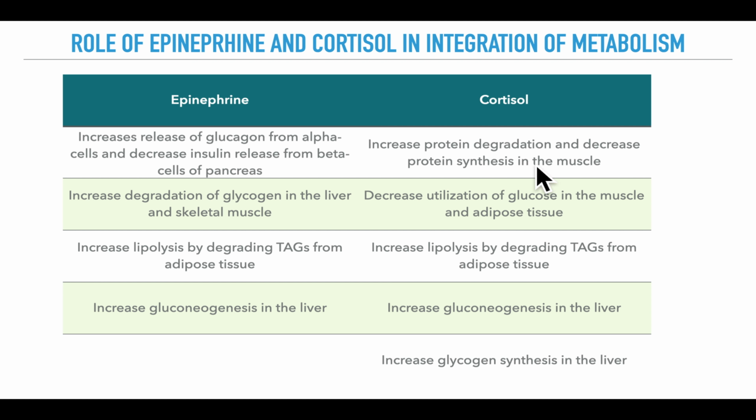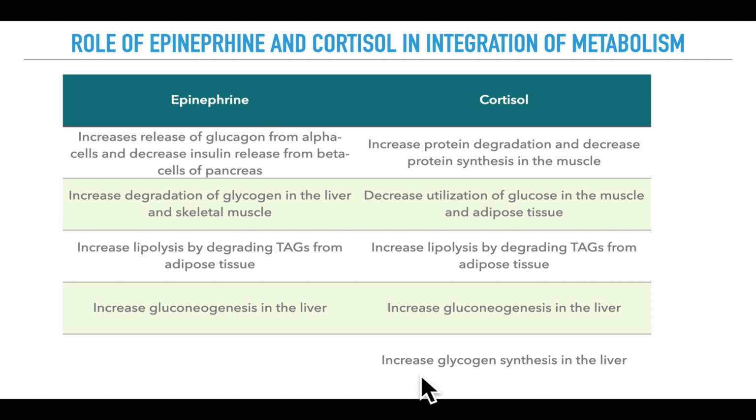Coming to cortisol, cortisol increases protein degradation and decreases protein synthesis in the muscle. Amino acids come out of the skeletal muscle and go into the gluconeogenesis process. It decreases utilization of glucose in the muscle and adipose tissue, creating a kind of insulin resistance. It increases lipolysis by degrading triacylglycerol from the adipose tissue. It increases gluconeogenesis, but more interestingly, note that cortisol keeps the glycogen synthase enzyme active and increases glycogen synthesis, and this glycogen will be degraded by epinephrine.